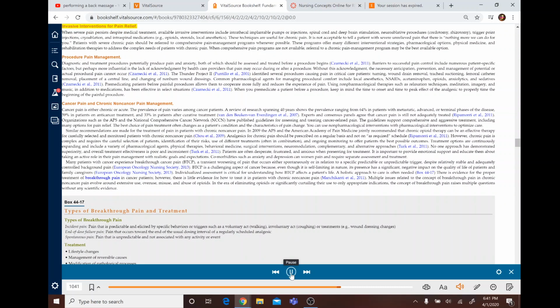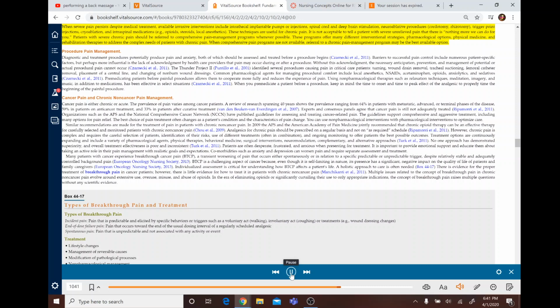Invasive interventions for pain relief. When severe pain persists despite medical treatment, available invasive interventions include intrathecal implantable pumps or injections, spinal cord and deep brain stimulation, neuroablative procedures, cordotomy, rhizotomy, trigger point injections, cryoablation, and intraspinal medications, for example opioids, steroids, and local anesthetics. These techniques are useful for chronic pain.